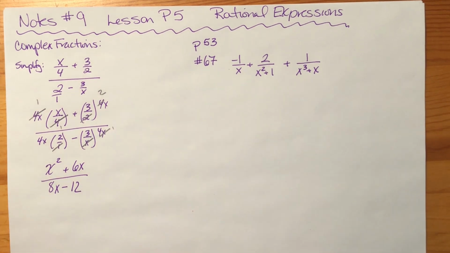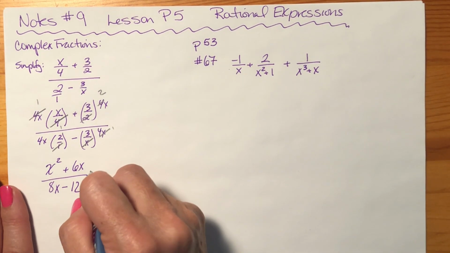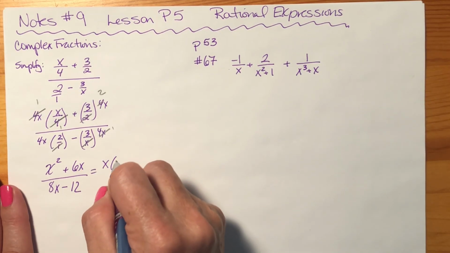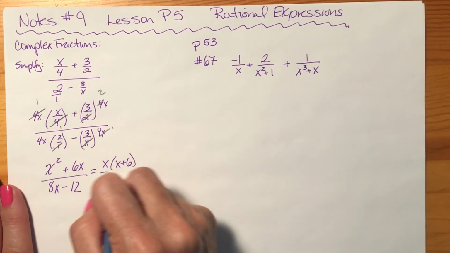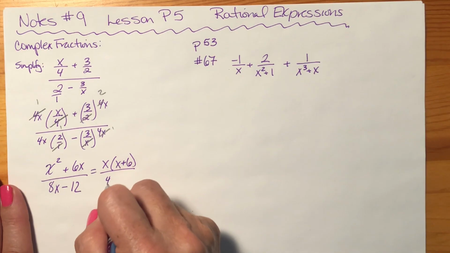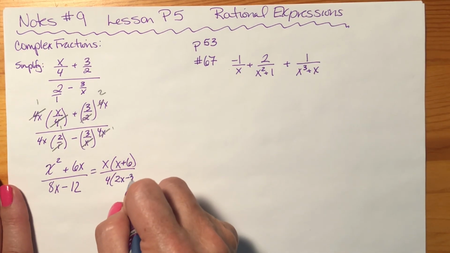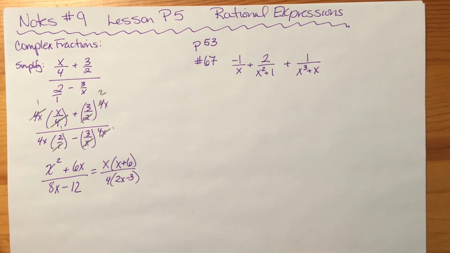All right, cool. Can I reduce that at all? Well, maybe somebody wants to see it as x times the quantity x plus 6 over 4 times the quantity 2x minus 3. Maybe somebody would want to see it that way, but certainly you couldn't go any further. Either of those would be completely fine.